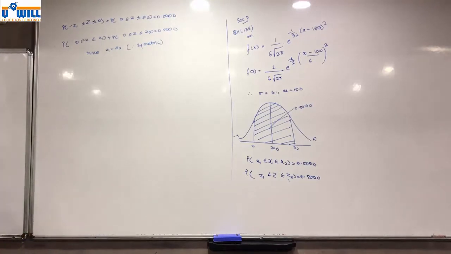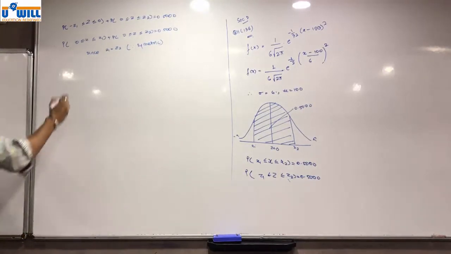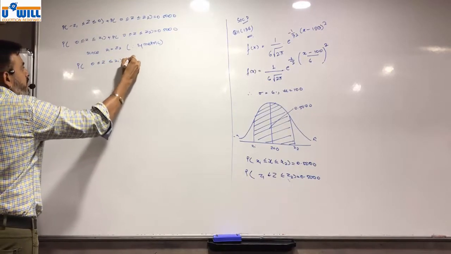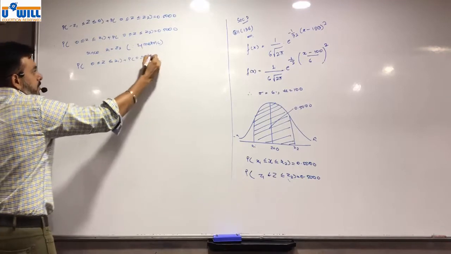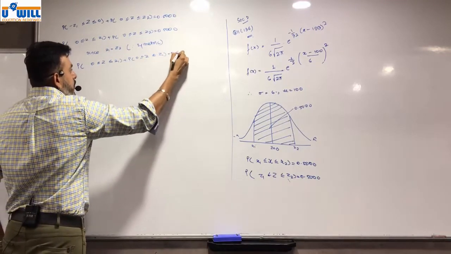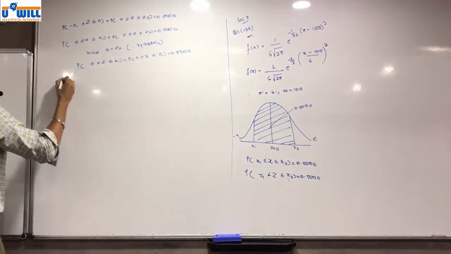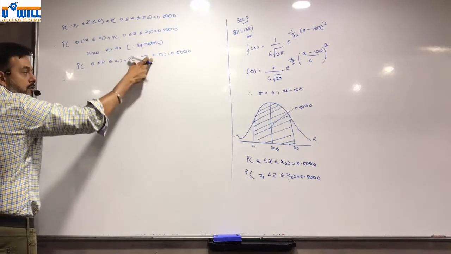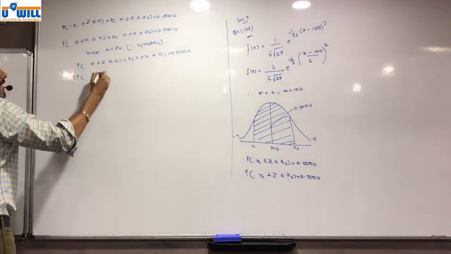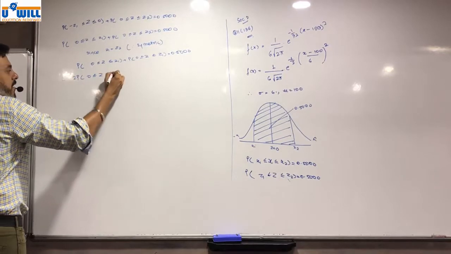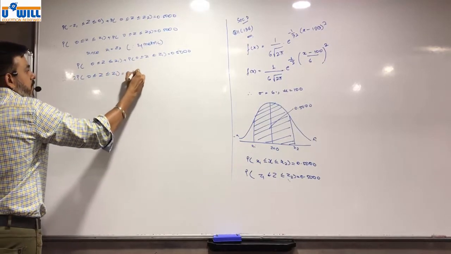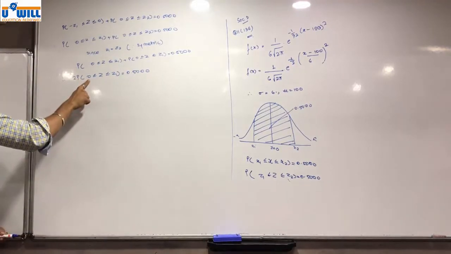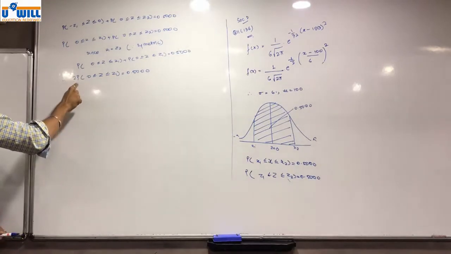Can I say this? z1 is equal to z2. So we will take probability of z greater than equal to 0 less than equal to z1 plus probability of z greater than equal to 0 less than equal to z1 is equal to 0.5000. Therefore, please pay attention, both are equal, so it will be 2 probability of z greater than equal to 0 less than equal to z1 is equal to 0.5000. Now, one end is 0, other end is z1, but here we have 2 into probability.